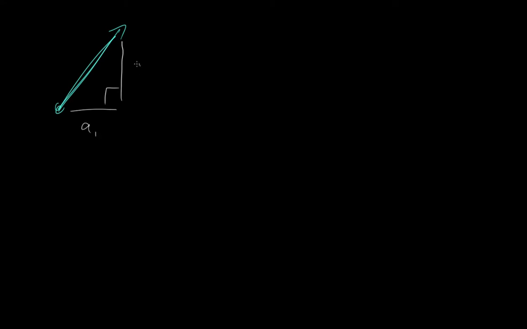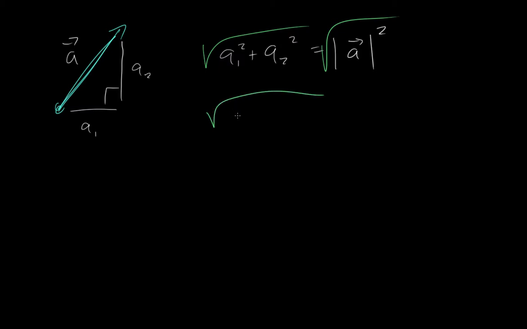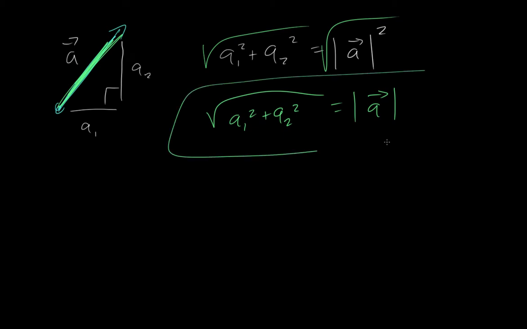We call this A1, call this A2. If we do A1 squared plus A2 squared, that's going to be the magnitude of the vector squared. So if we're calling this vector A, and we just square root both sides, we see that the magnitude of a vector is just that. So it's just the length of this line, and this formula is derived just from the Pythagorean theorem. Okay.